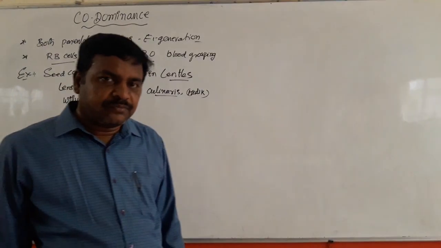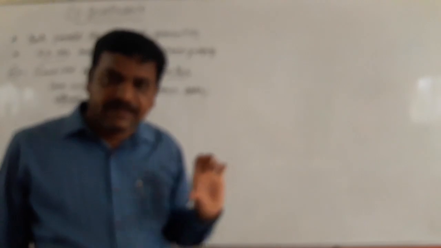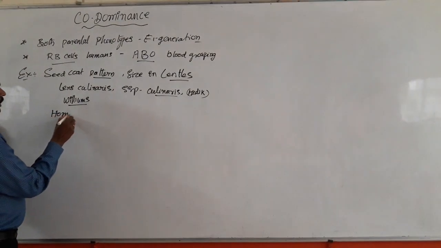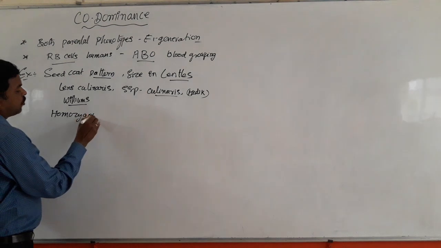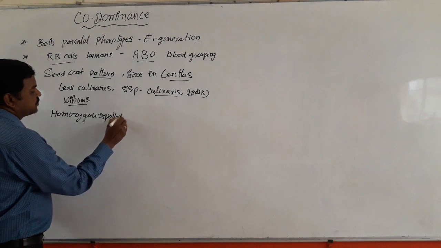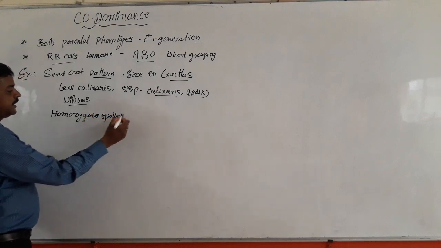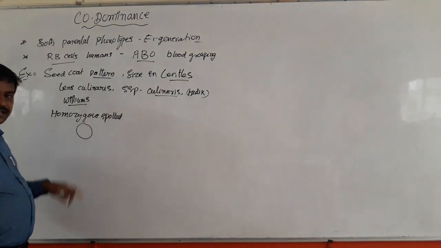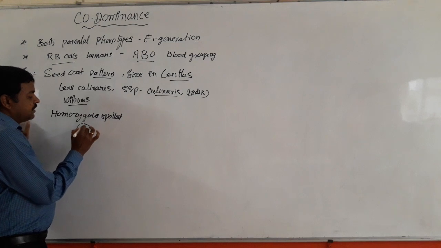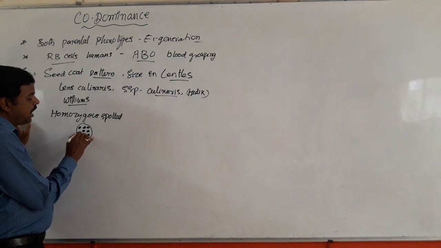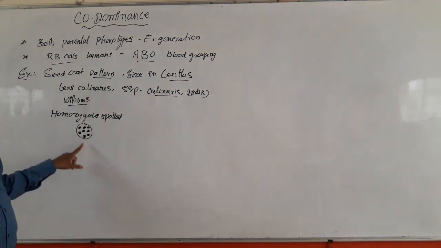Mendel conducted a cross to explain co-dominance in lentils. He took one homozygous spotted lentil. This homozygous spotted lentil is represented by large irregular shaped patches on the seed coat.